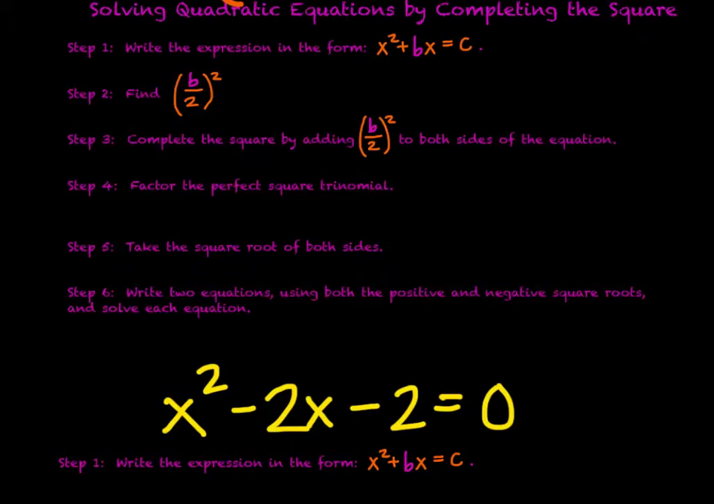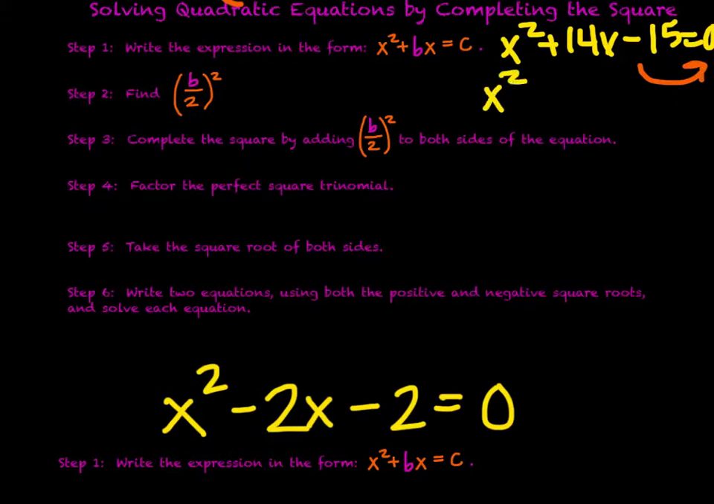So perhaps we have the equation x squared plus 14x minus 15 is equal to 0. So we're going to need to actually make that switch and put the 15 over to the other side. So that's essentially what it's saying. So we'd need to see our equation looking like this.